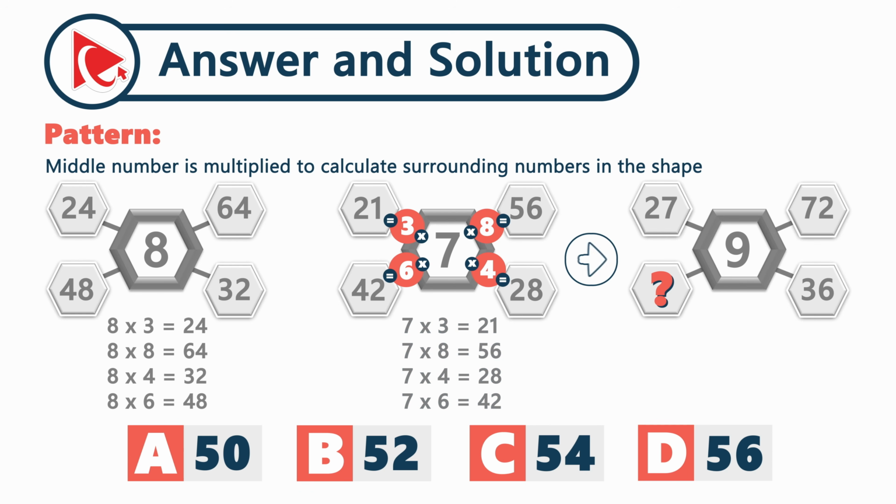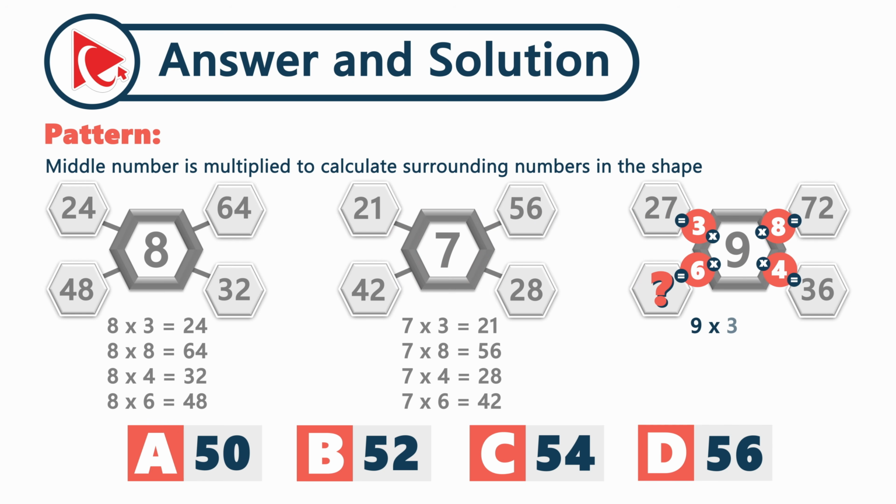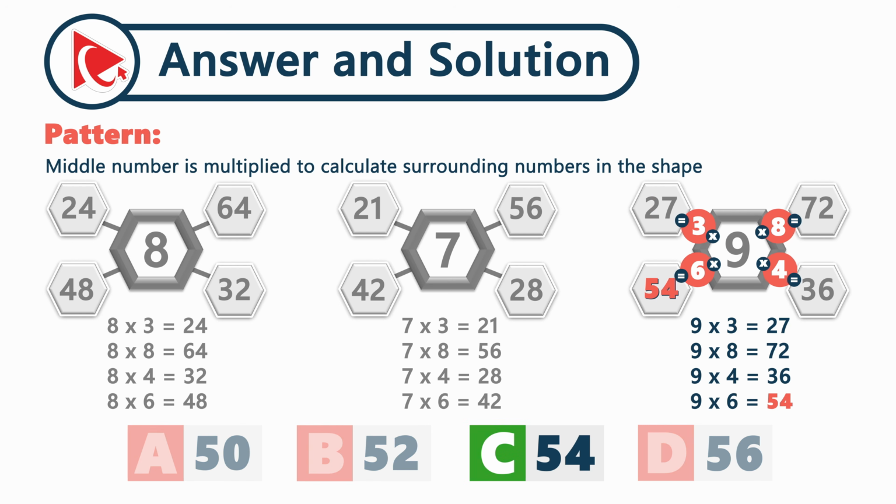Let's apply this pattern to the third drawing. 9 by 3 is 27, 9 by 8 is 72, 9 by 4 is 36, and now is the magic time to calculate the missing number. 9 by 6 equals 54, so the correct answer here is choice C, 54.